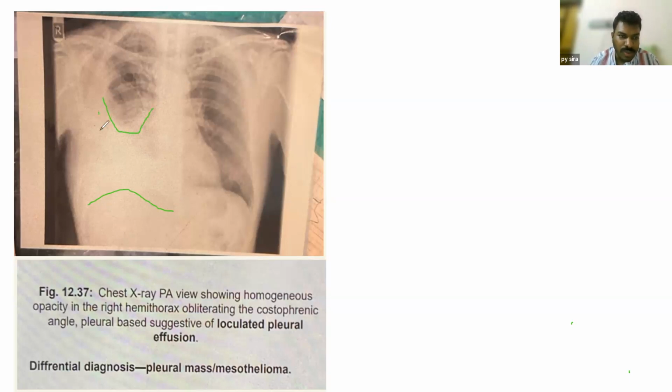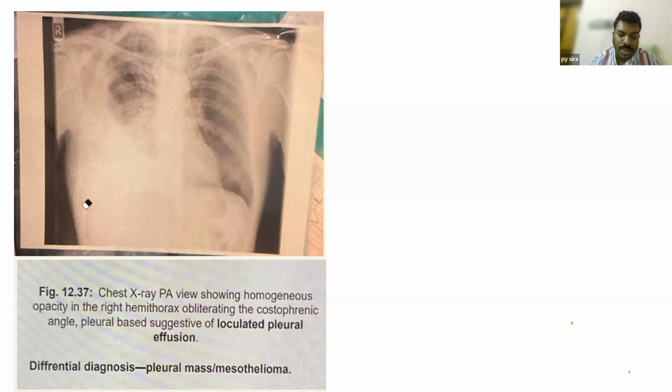So here, if you see this area, the whole area is white in color, okay? White in color, radio opaque. Whenever the whole thing is radio opaque and you get a crescent like margin here, which is called as an S sign, you can label this as pleural effusion. Okay, this is a case of pleural effusion over the right side.